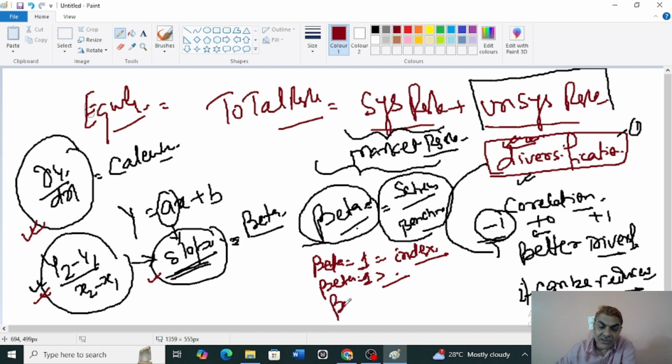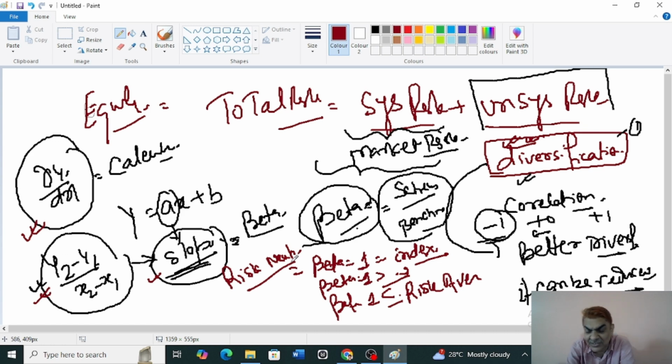And if beta is less than 1, that means you have taken a lesser risk. It's called a risk averse fund. You can also write here risk averse fund. If beta is more than 1, you have taken more risk. And beta equal to 1 is nothing but an index fund. That's risk neutral. You can write here risk neutral. So these are the explanations of beta.